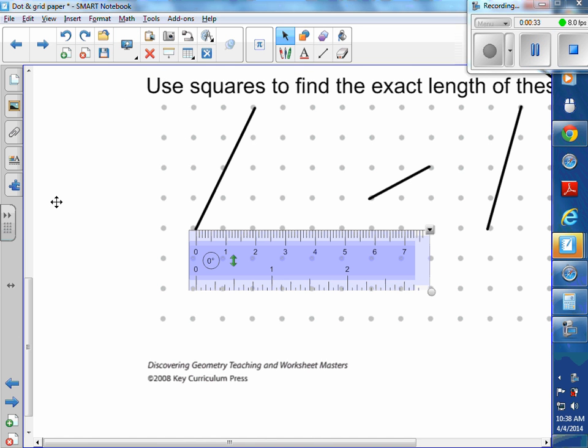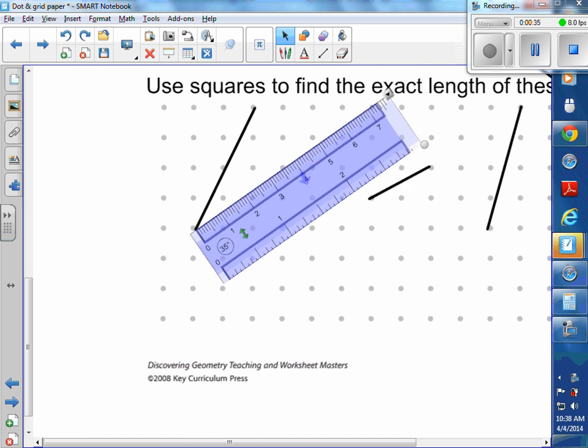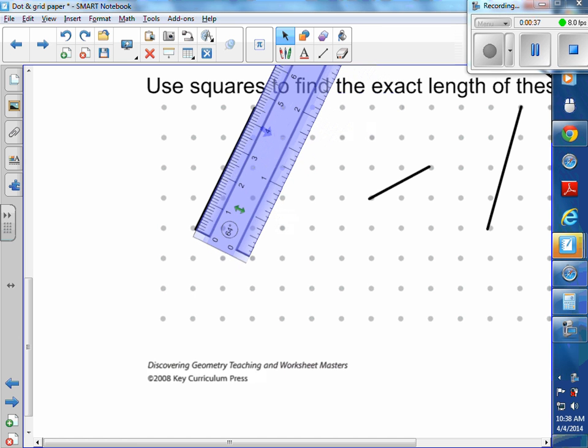Yours isn't going to match up, because your paper's reduced, so this is not going to be centimeters, but in units, this looks like 4.5 units, the length of that black line. You guys see that?